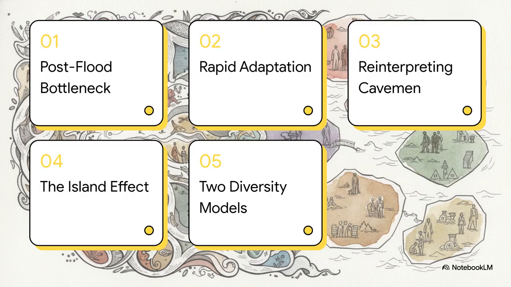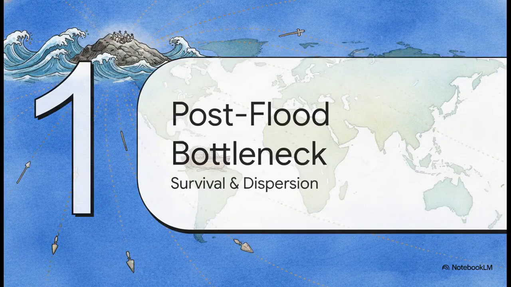So here is our roadmap for today. We'll briefly look at the post-flood bottleneck, explore the mechanics of rapid adaptation, reinterpret the so-called cavemen, examine the bizarre island effect, and finally, compare the math behind both of these diversity models. All right, let's get into Section 1, the post-flood bottleneck. We're looking at survival and dispersion.